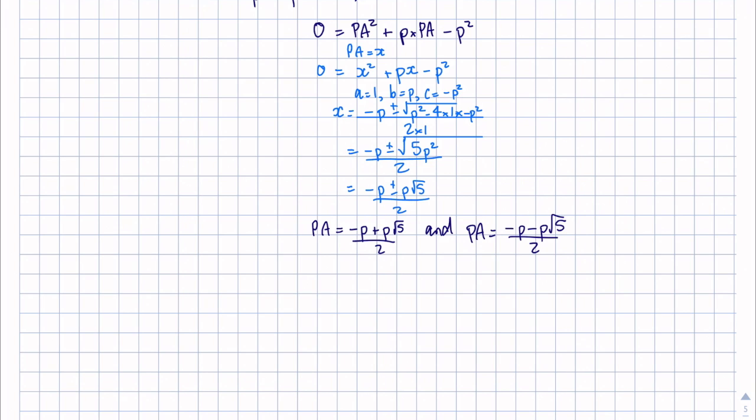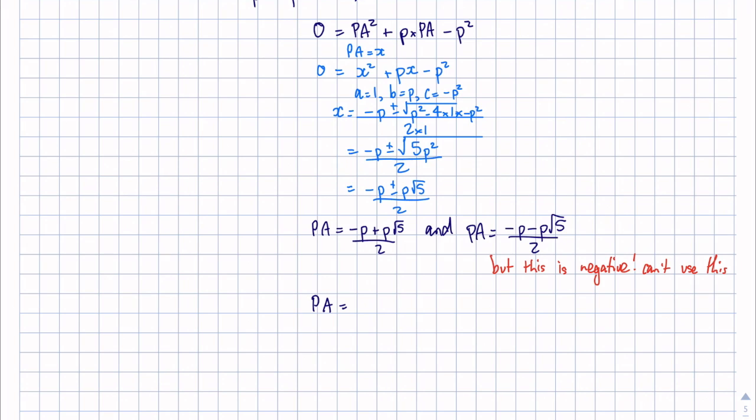But this is negative. Because, it doesn't matter what, we know p is a positive number because p was a length. So can't use this one. So our final answer is PA equals negative p plus p root 5, all over 2.